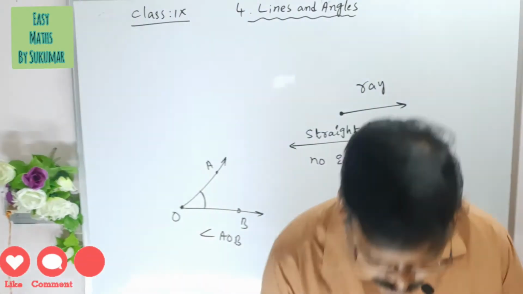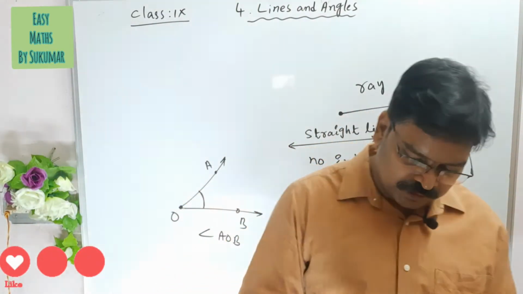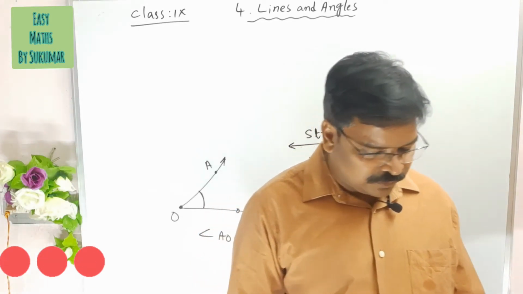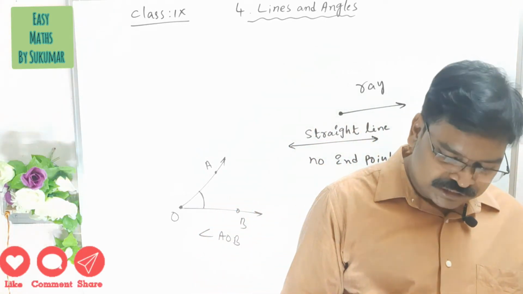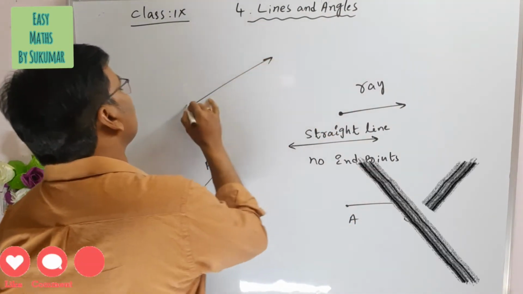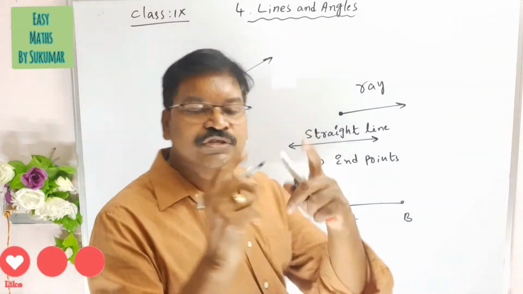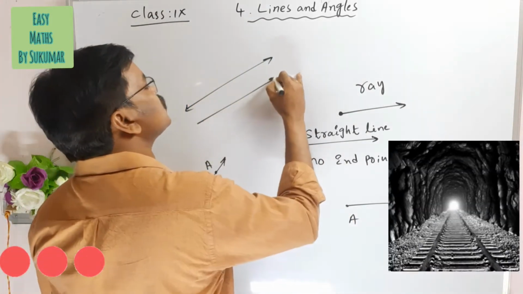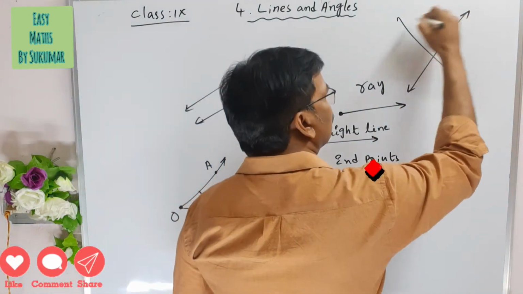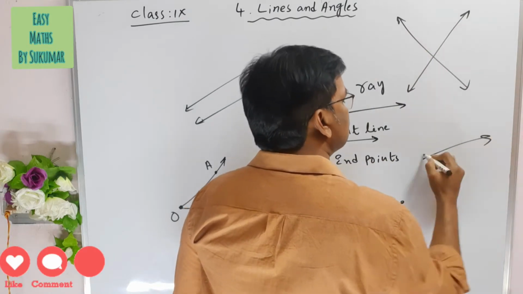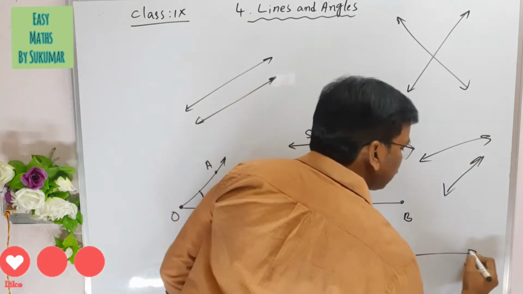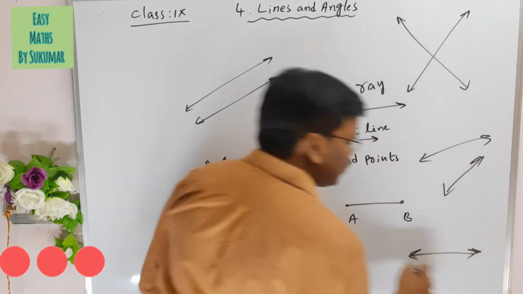See, my dear students, the main topics in this chapter are, the first one, intersecting lines and non-intersecting lines. Intersecting means what? If I give you two sticks, you can arrange them like this, or like this, or you can arrange them as coincident or overlapping lines.